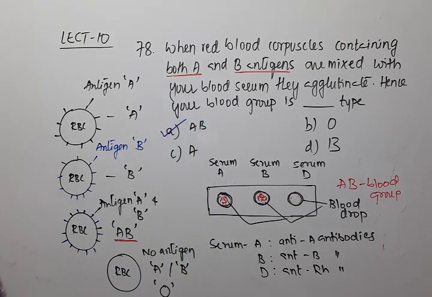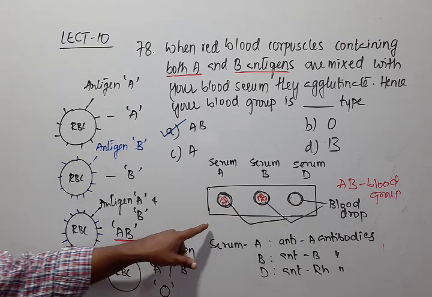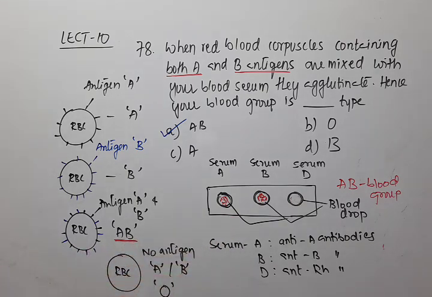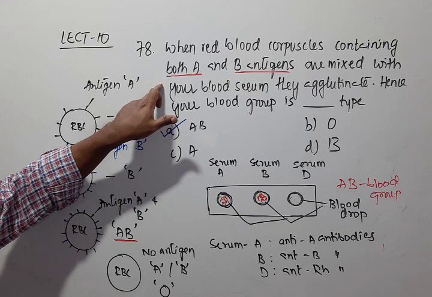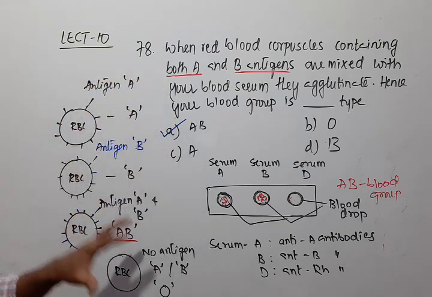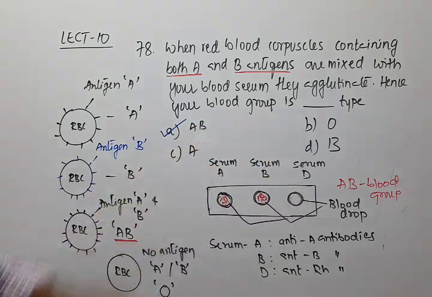So in the material, the key is wrong. Change the key to option A. In the material they have given B, that is O blood group. I have already told you, O blood group means there will be no antigens, but here they have said both A and B antigens are present. So the answer cannot be option B, so it is AB.